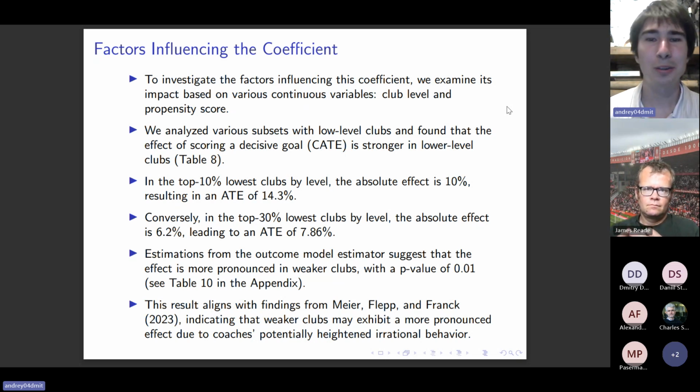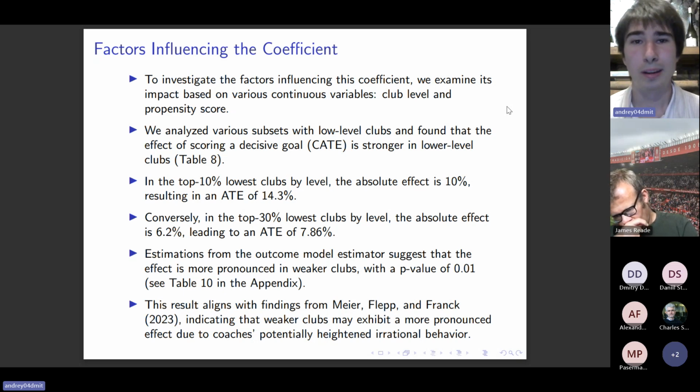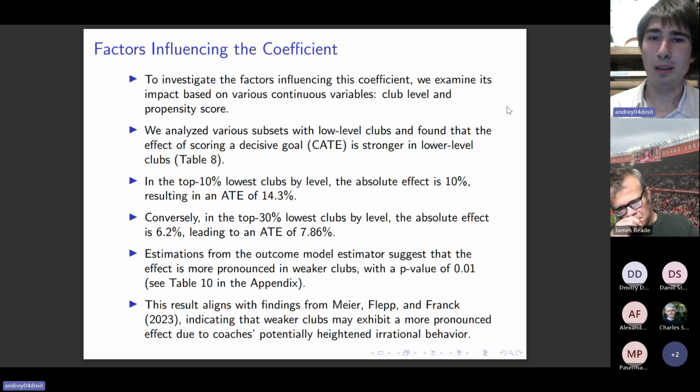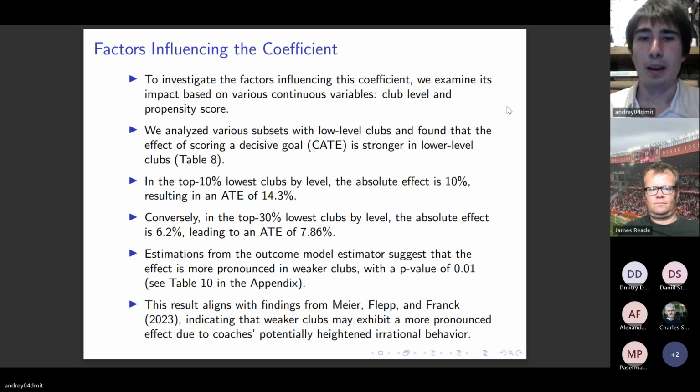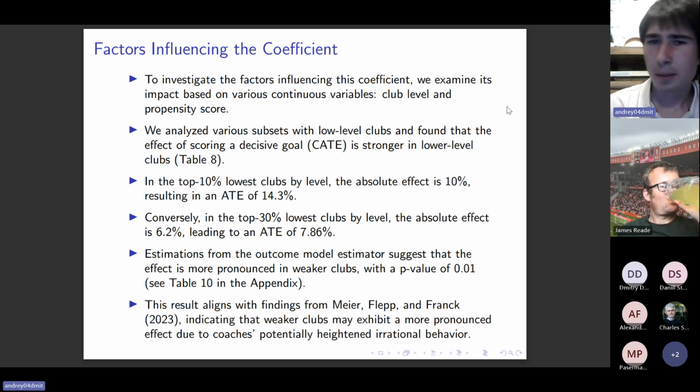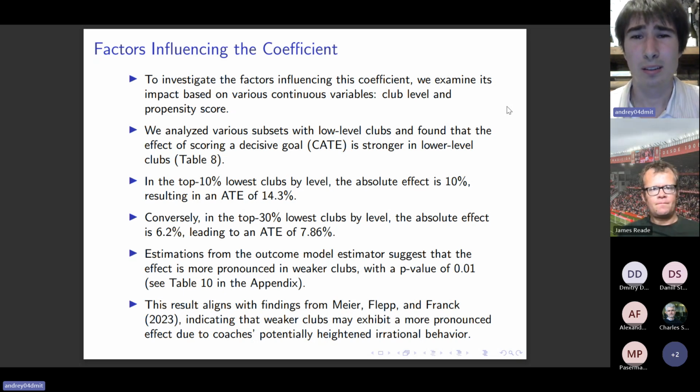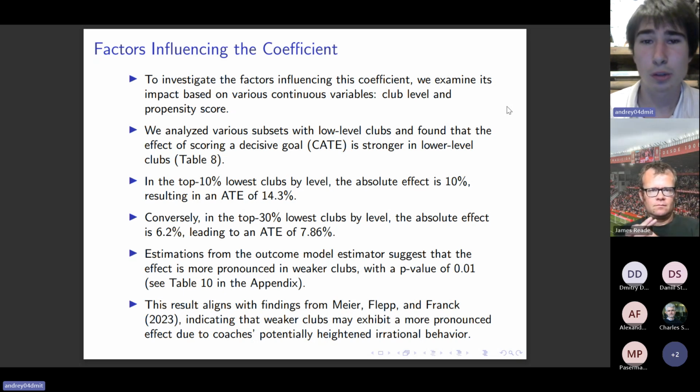Factors influencing the coefficient, because of course we're interested not only in the ATE but in ATT. So we want to investigate the factors influencing the coefficient. We examine its impact based on various continuous variables, firstly club level and then propensity score. So we analyzed various subsets with low level clubs and found that the effect of scoring a decisive goal, ATT, is stronger in low-level clubs. You can see that in the top 10% lowest clubs by level, the absolute effect is almost 10%, which gives us another year of 14%, which is huge.